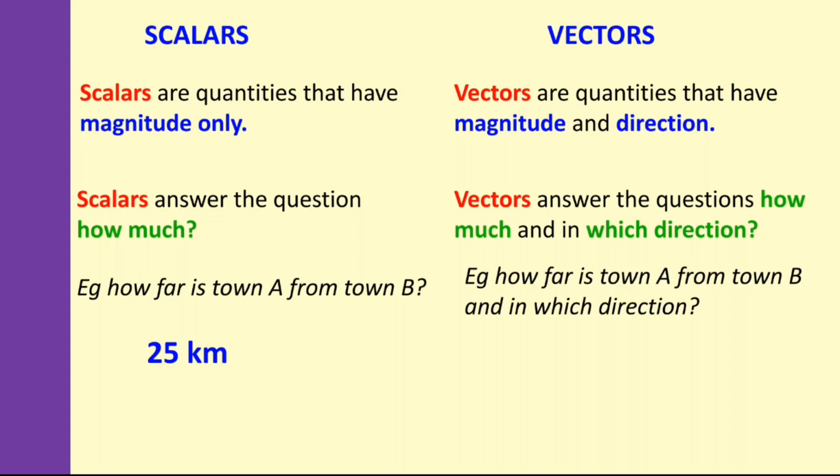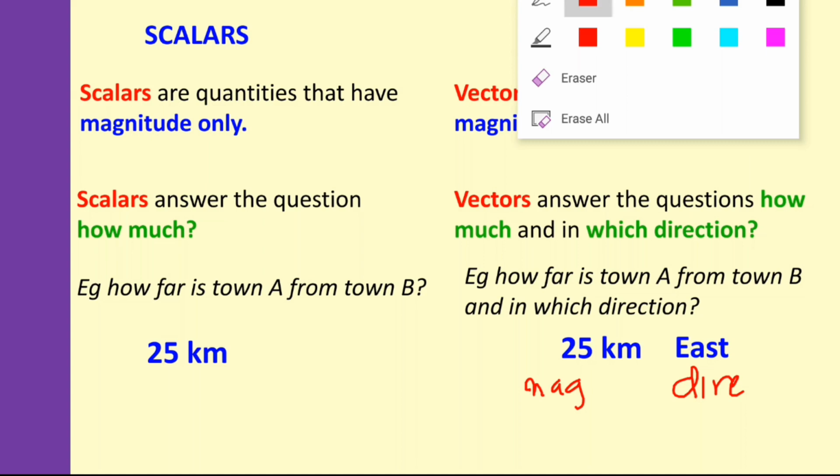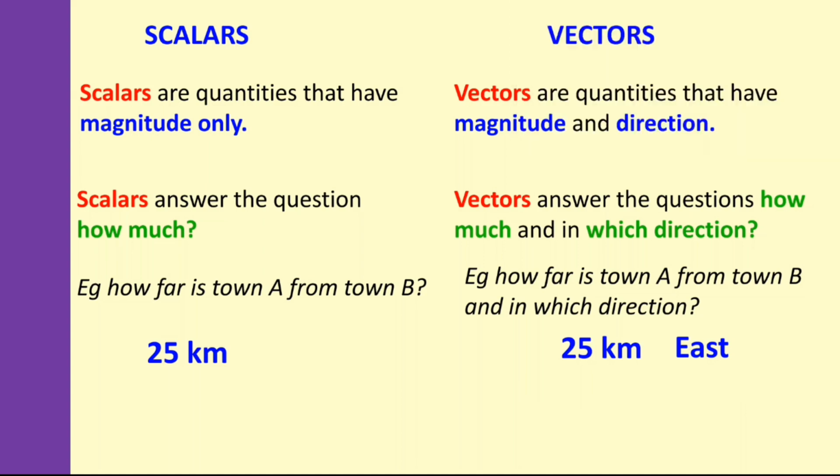If we're dealing with a vector quantity, we would ask this question. How far is town A from town B? And in which direction? So we're going to talk about the magnitude of the distance between town A and town B, which is 25 kilometers. The direction that you need to travel is in the eastern direction. So now we've got two parts to this answer. We've got the magnitude and we've got the direction. So this is a vector quantity. That's what it means. So vectors are quantities that have magnitude and direction. Scalars, if you just give the magnitude only, you've fully described the scalar quantity. Okay, that's what it means. That's the difference between scalars and vectors.